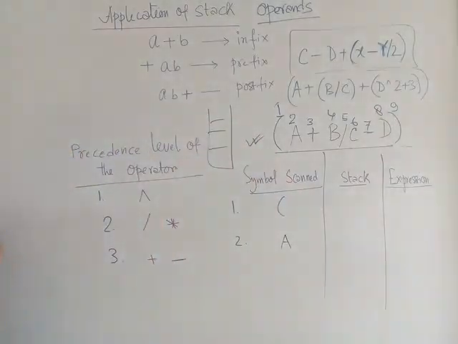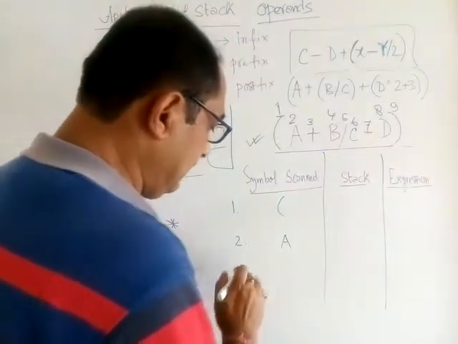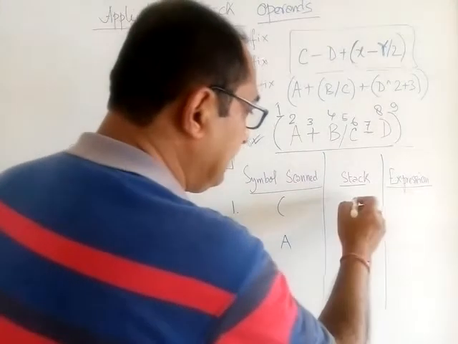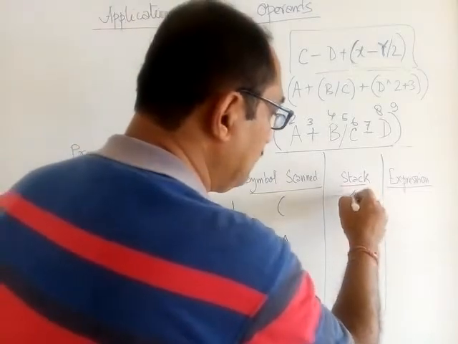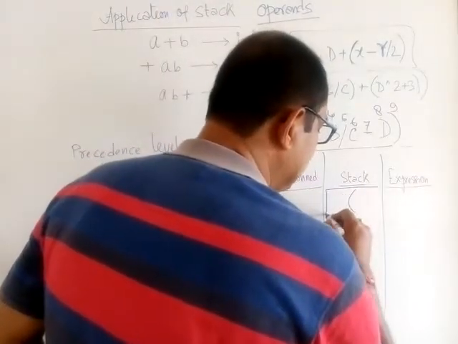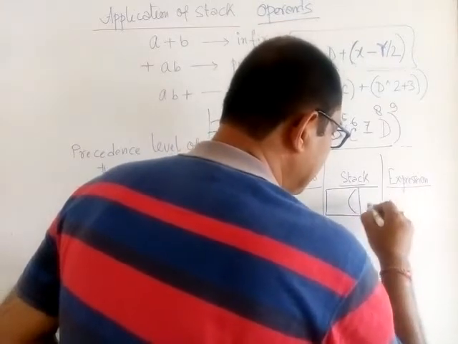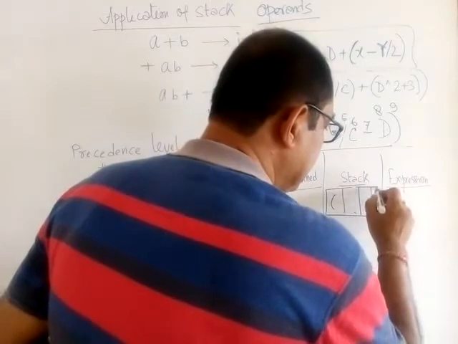Now look at this very carefully. What happens? For example, here, in the third step, first of all I will scan the symbol opening bracket. So the opening bracket will be in the stack. Now imagine if I draw the stack, it looks like this. This is my first cell, this is my second cell, this is my third cell, and so on.